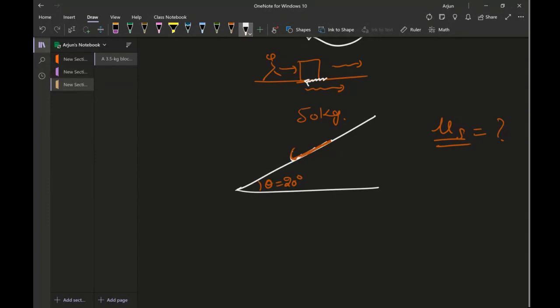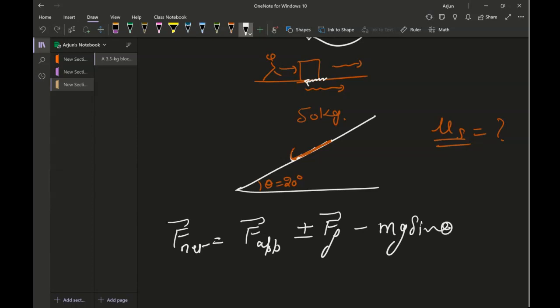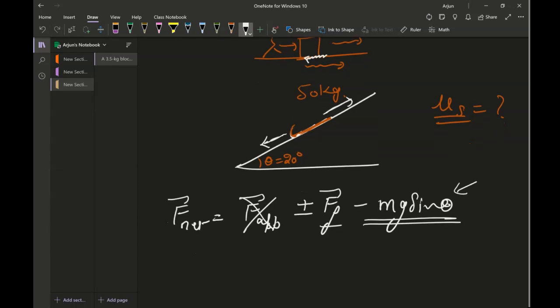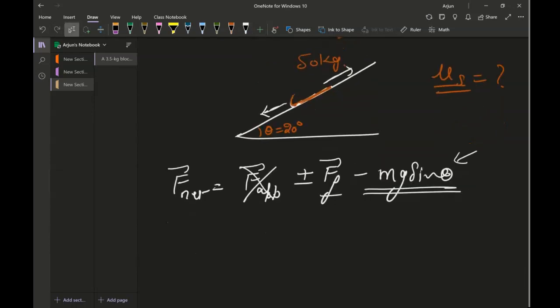Again, I will rewrite the equation. F net is equal to force applied plus minus force of friction minus mg sine theta. Again, it begins to slide because of its own weight. There is no applied force, so I'll consider this one as 0. And then force of friction will act in the opposite direction because the toboggan begins to slide in the downward direction because of mg sine theta, which is causing it to move downwards.